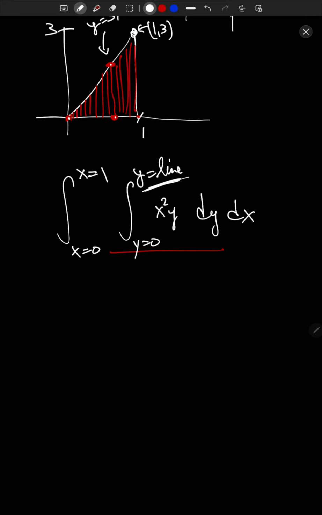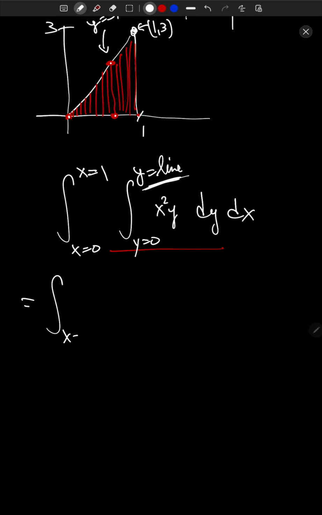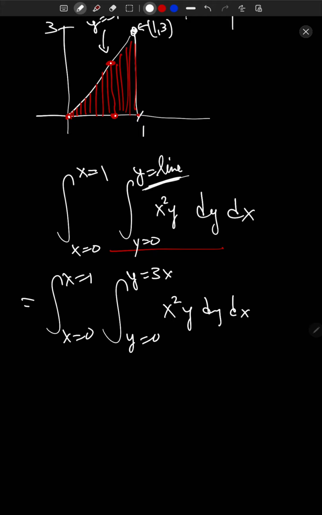So this y equals line, we can replace it with x equals 0, x equals 1, y equals 0, y equals 3x, x squared y dy dx. And here's the thing that's a little bit different from what we saw last time. Last time we only had numbers in all our limits of integration, but this time we actually have x's appearing in the limit of integration.